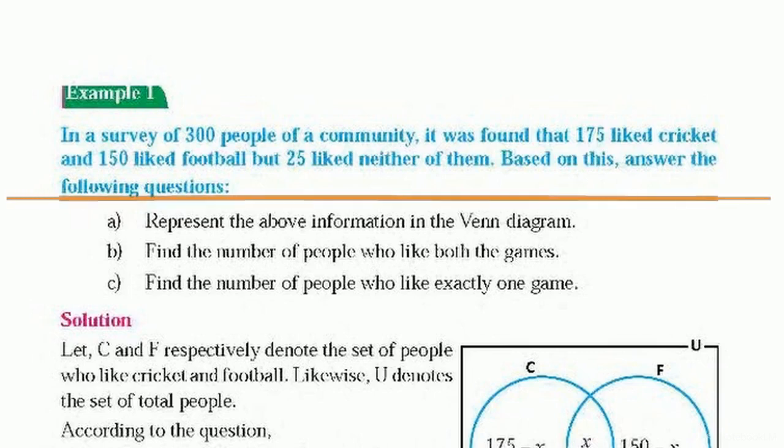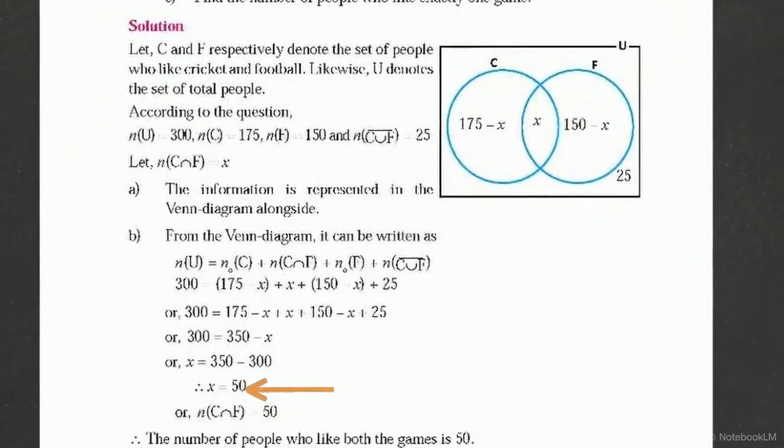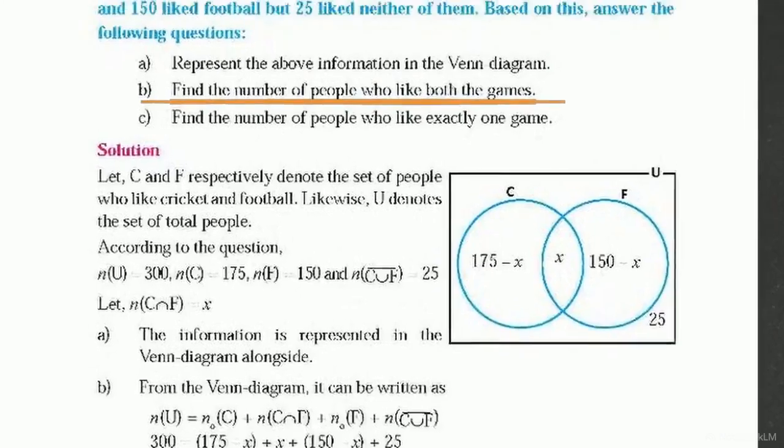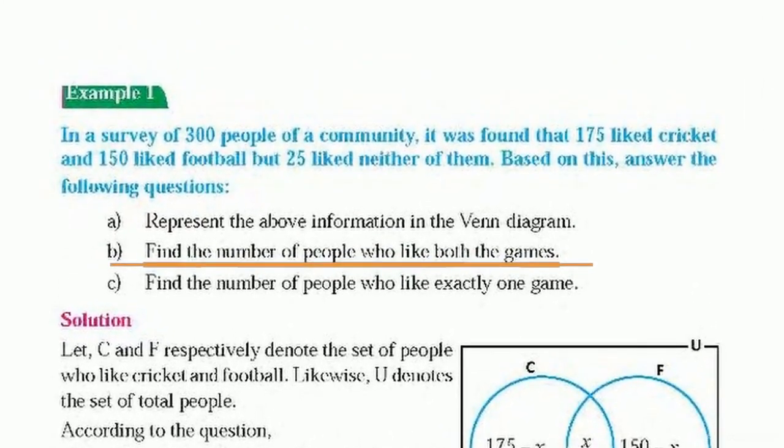Look at the survey data for these 300 people. Adding 175 cricket fans, 150 football fans, and 25 who like neither gives 350. That 50-person discrepancy confirms an overlap, which is the exact group we must identify in question B.